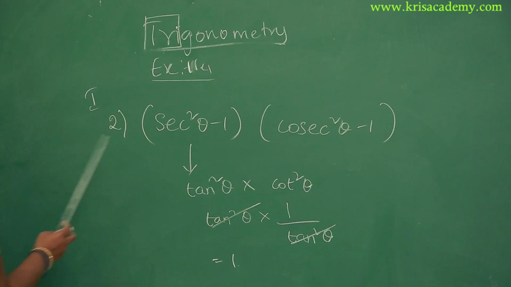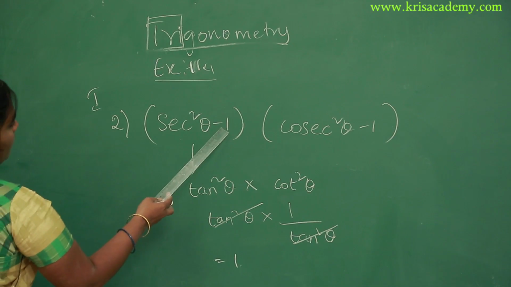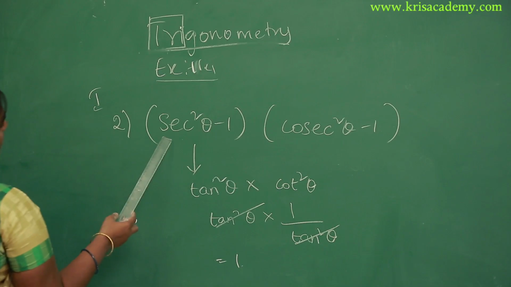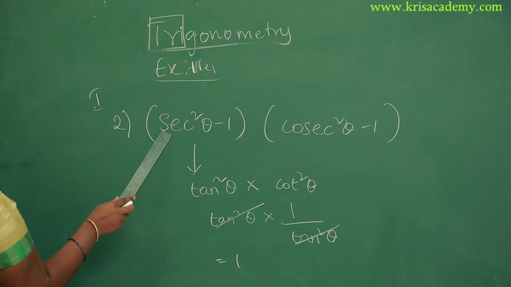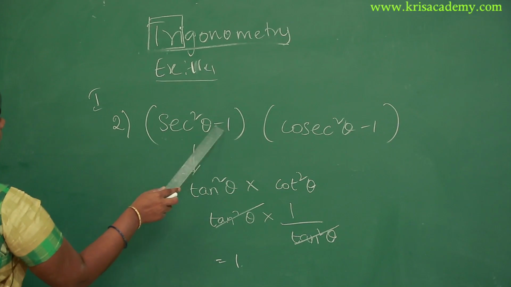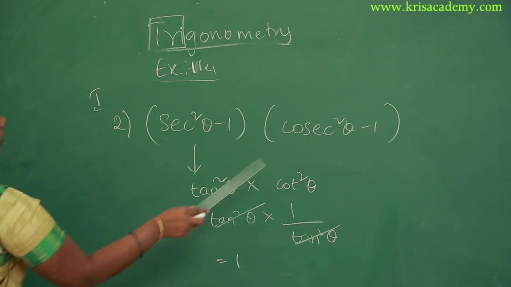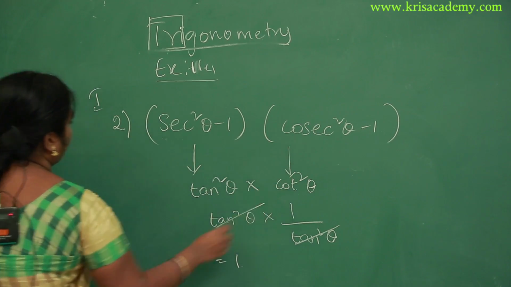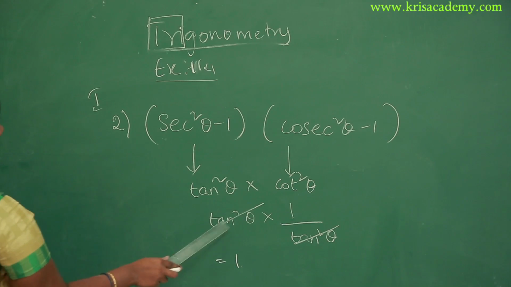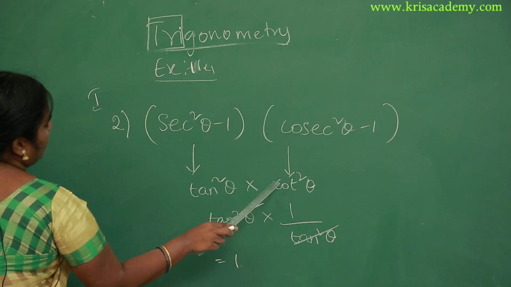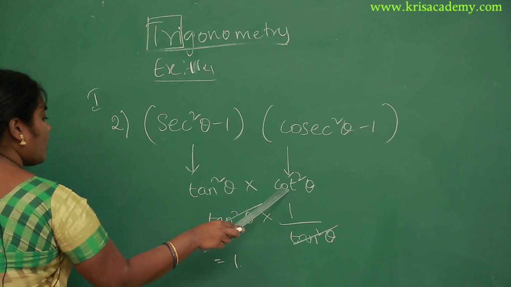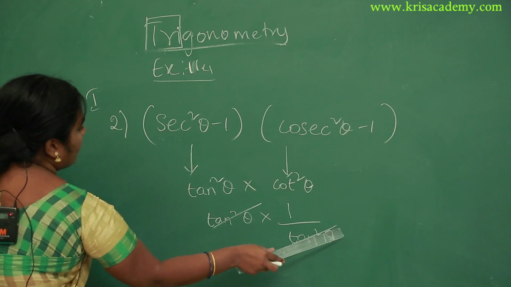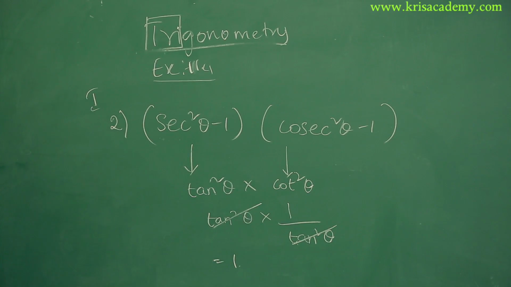So second problem is (sec²θ − 1)(cosec²θ − 1). Just now we have learned trigonometric identities. sec²θ − 1 identity is tan²θ. cosec²θ − 1 identity is cot²θ. So tan²θ into cot²θ; the reciprocal of tan is cot, so cot²θ we can write as 1 by tan²θ. So tan²θ will get cancelled.